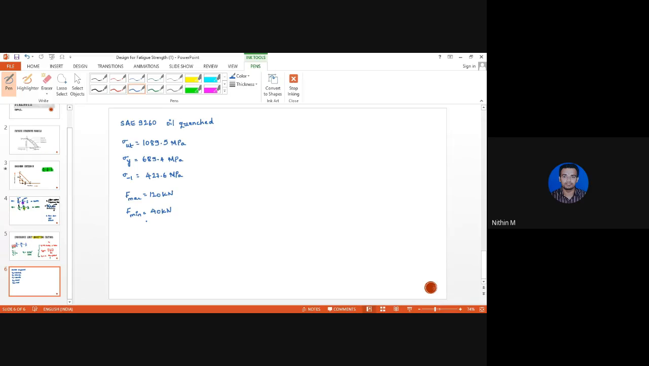Determine the diameter of the shaft required to carry the said load, by adopting a factor of safety of 2.